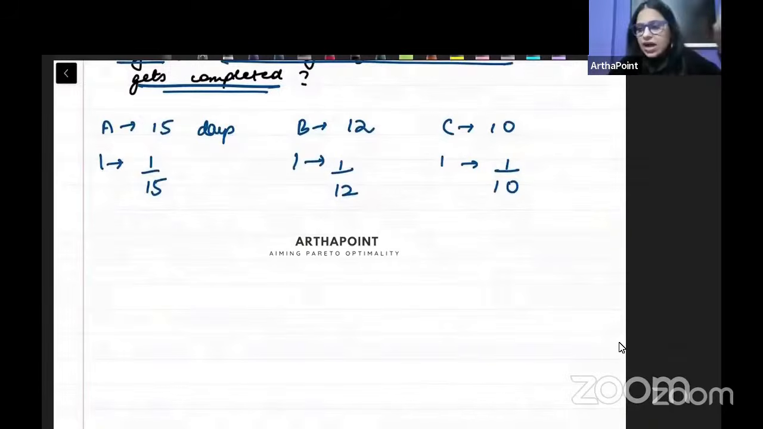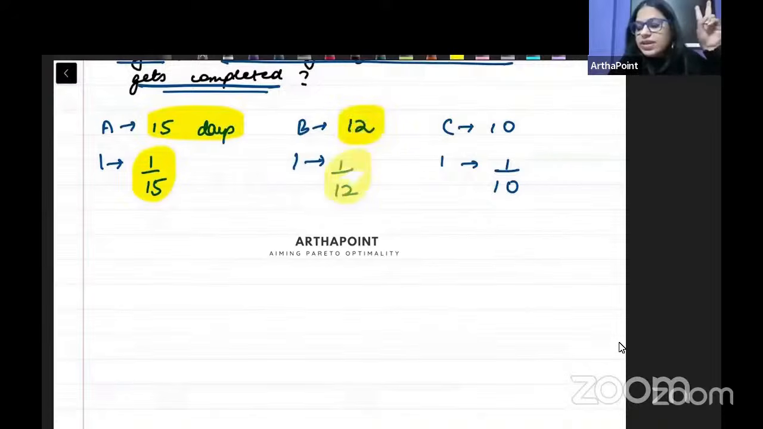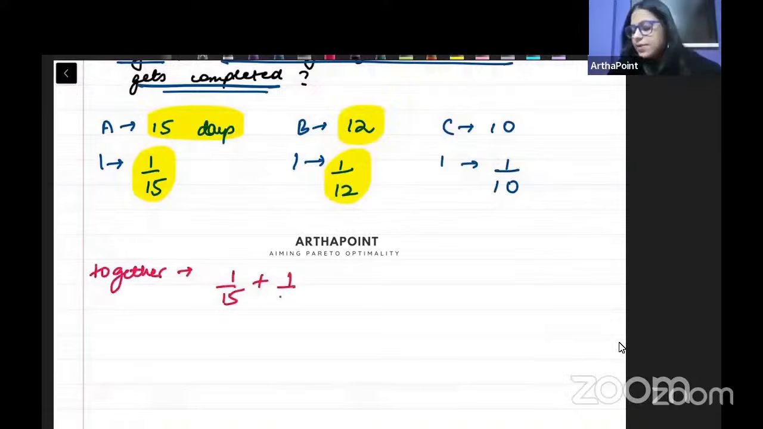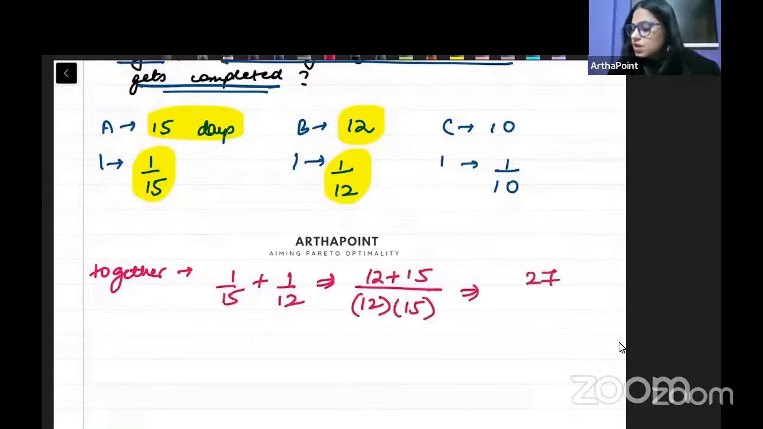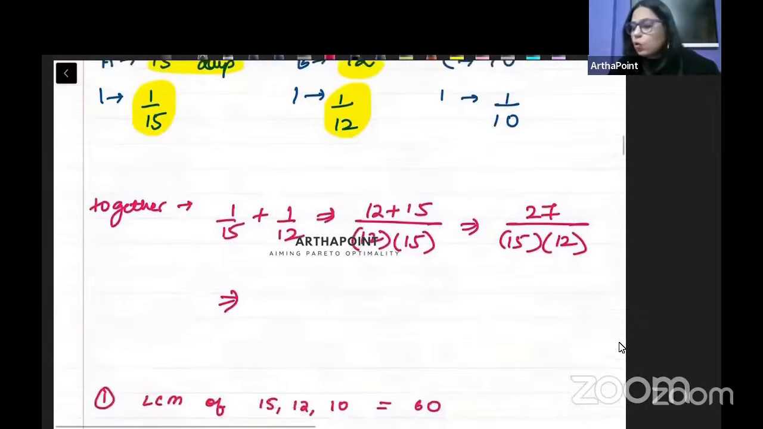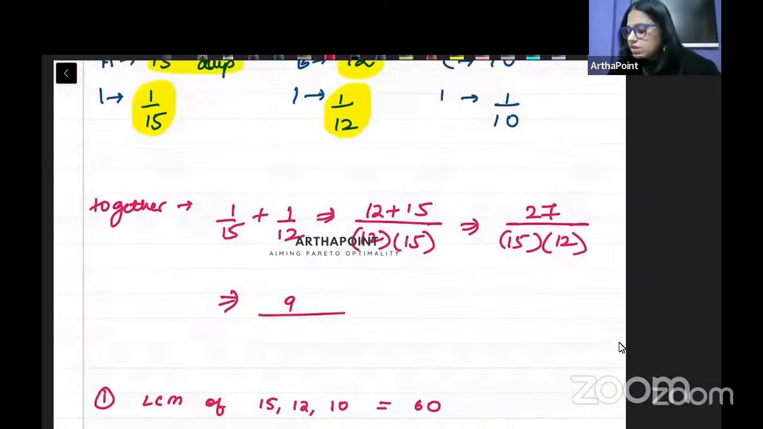To complete the task, A is taking 15 days. So in one day, he can do 1/15 of the task. To complete the task, B is taking 12 days. So in one day, B can do 1/12 of the task. But together, how much task can they do in one day? Together, 1/15 plus 1/12. So 12 plus 15 divided by 12 into 15. This is going to be 27 divided by 15 into 12. This gives 3 9s are 27, 3 5s are 15, into 12.